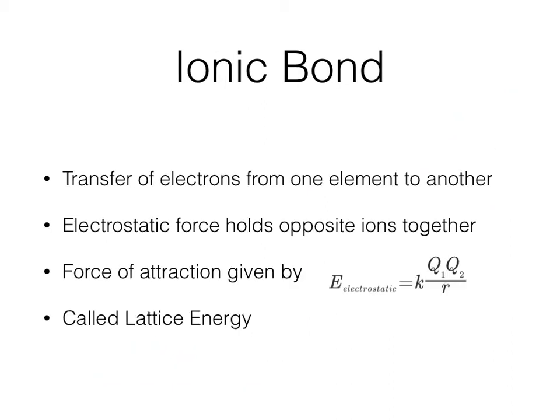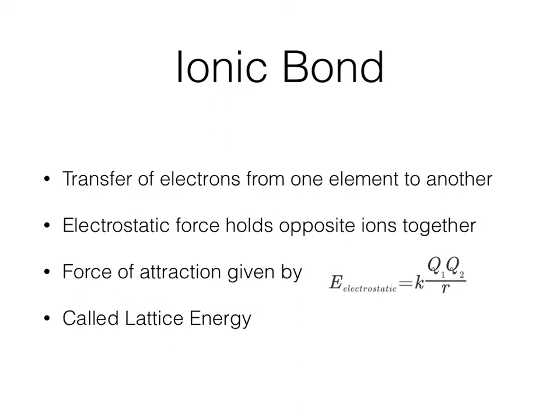All right, so the ionic bond. Ionic bonds occur when you have a transfer of electrons from one element to another. What do we call that type of process? Redox. Redox reaction. Now, what's holding these ions together is simply positive and negative charges. Okay? The positive charge wants to be next to the negative charge.